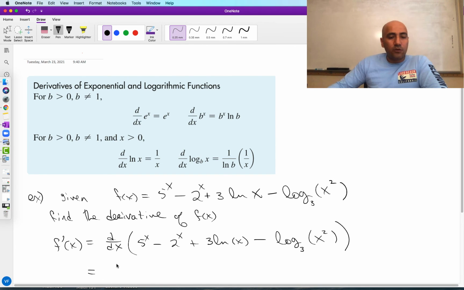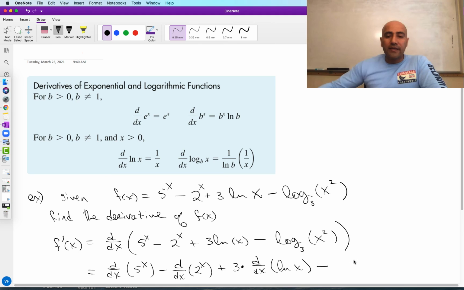So this is equivalent to the derivative with respect to x of just the 5 to the x power, minus the derivative with respect to x of the 2 to the x power, plus the derivative with respect to x. And I'm already going to skip this part here and put it out in front. We know it's a constant. It's going to be 3 times the derivative with respect to x of the ln of x, minus the derivative with respect to x of log base 3 of x squared. Right, so we can separate them into individual little pieces.